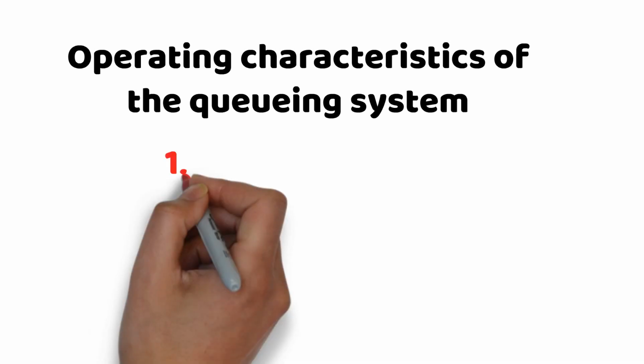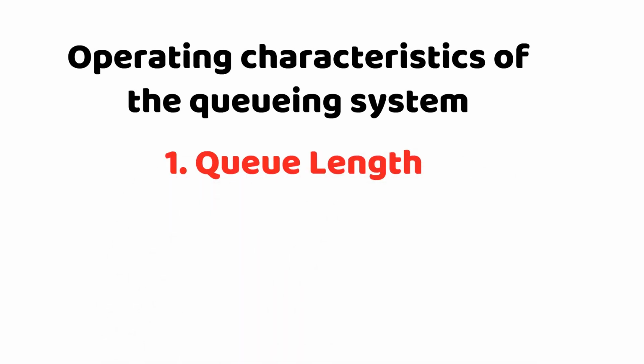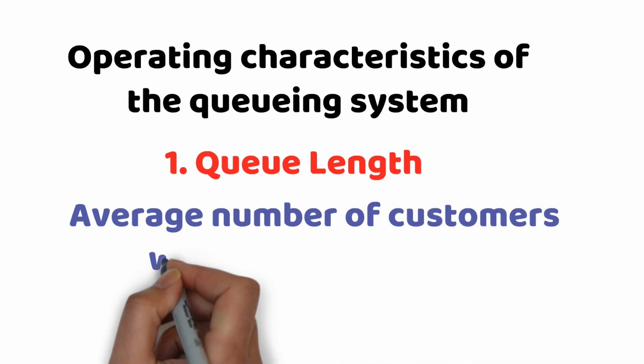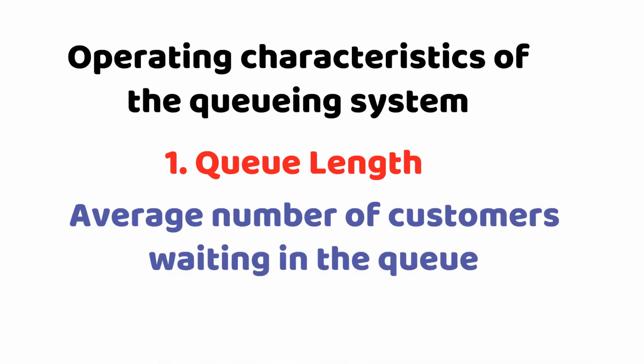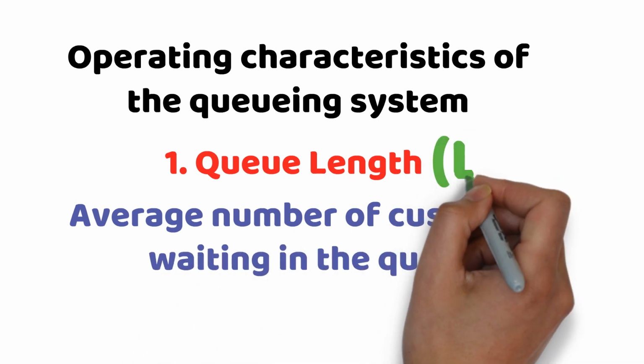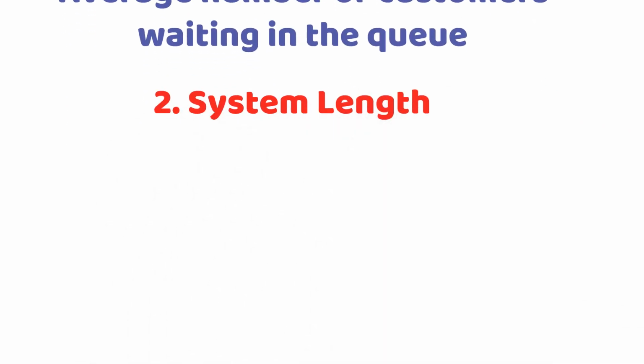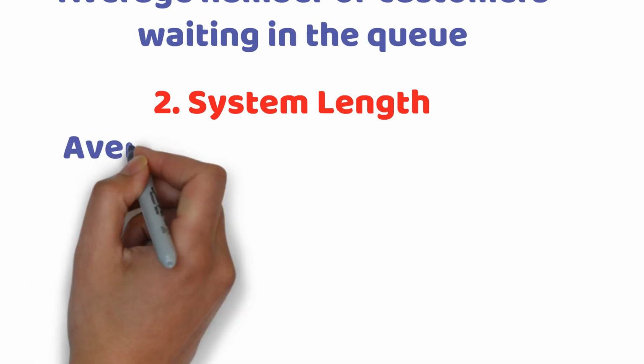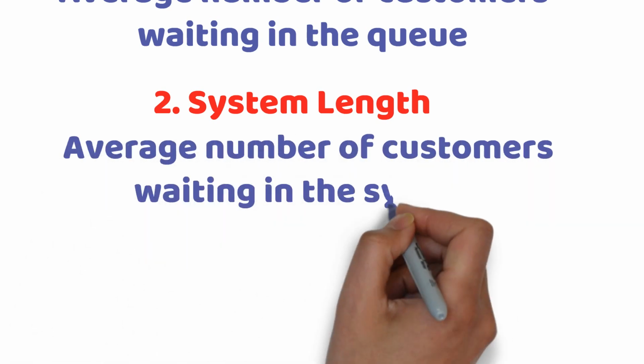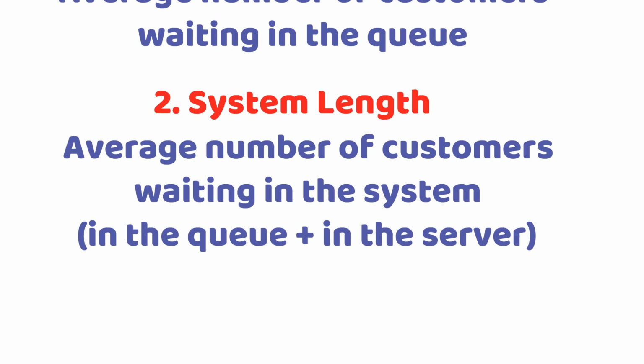Number 1, queue length. This is the average number of customers waiting in the queue. This is denoted by the symbol LQ. Number 2, system length. This is the average number of customers waiting in the system, which means the number of customers in the queue plus the number of customers in the server. This is denoted by the symbol LS.